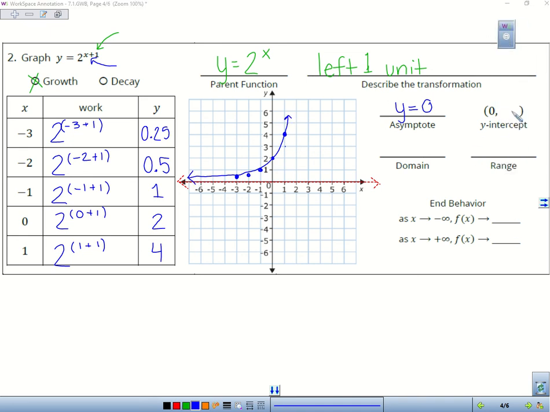What's my y-intercept? 2. Domain? Negative infinity to positive infinity. Good. Range? 0 to positive infinity, not included. Good. Over here, my graph is going toward? 0. And over here, my graph is going toward? Positive infinity. Good. Starting to get the hang of it now. It's not so bad. Alright.